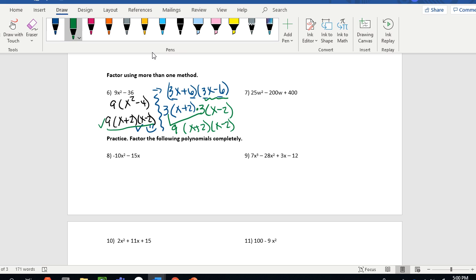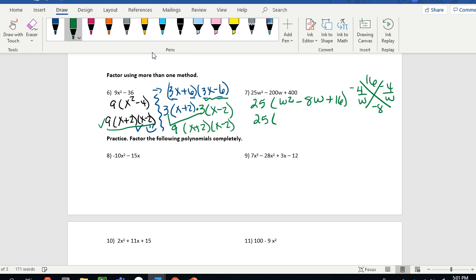I would agree. On this one, what you want to do first is pull out your 25. Let's see, how many quarters we got in $2? 8 of them. And how many quarters we got in $4? 16 of them. So, set up my diamond, 16, negative 8. W, W. All right, so 4 and 4.